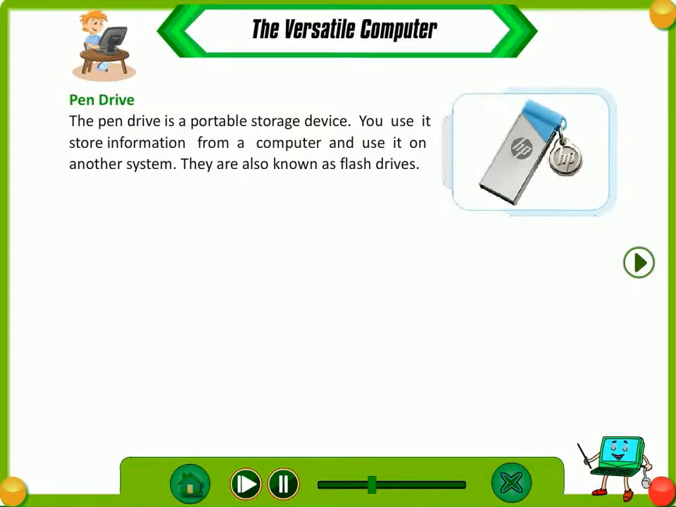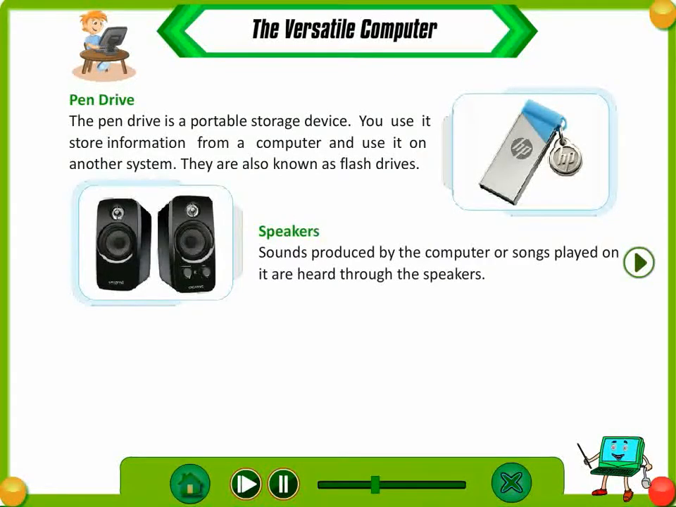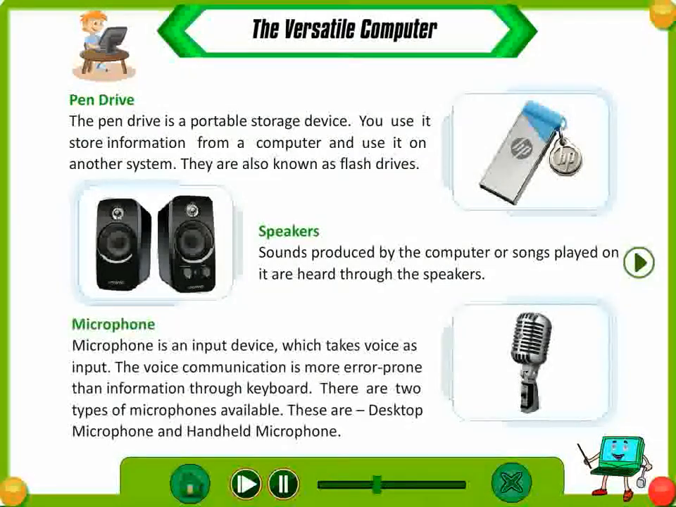Pen drive. The pen drive is a portable storage device. You use it to store information from a computer and use it on another system. They are also known as flash drives. Speakers. Sounds produced by the computer or songs played on it are heard through the speakers.